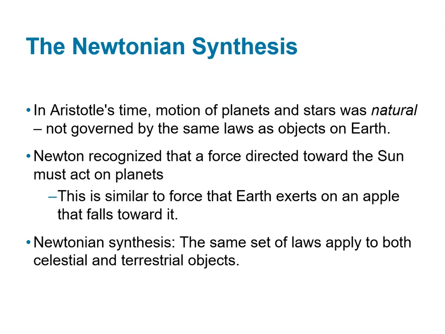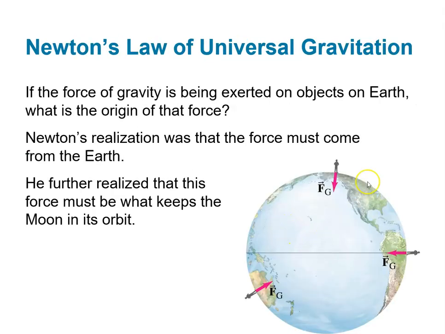So in Aristotle's time, there was natural motion and then there was unnatural motion. And they thought that the motion of the planets and the stars was natural, so that the laws that governed that motion were not the same as the laws that governed objects on the Earth. But Newton changed that idea and said that no, it's really the same set of laws that must apply both to things on the Earth and things far away from the Earth.